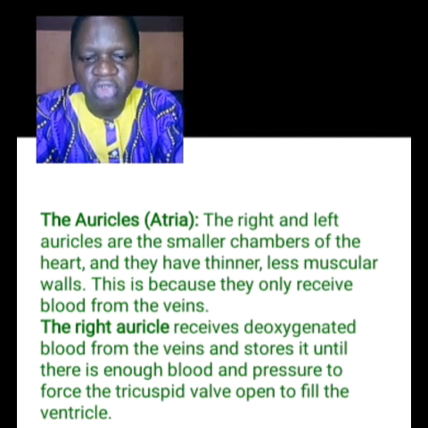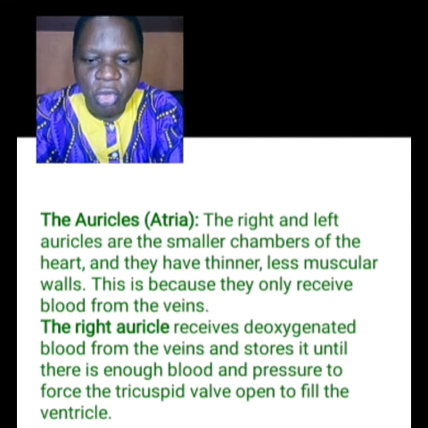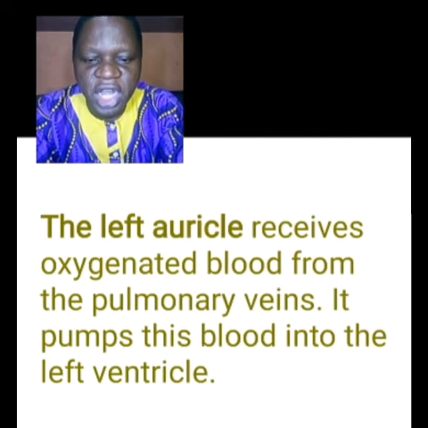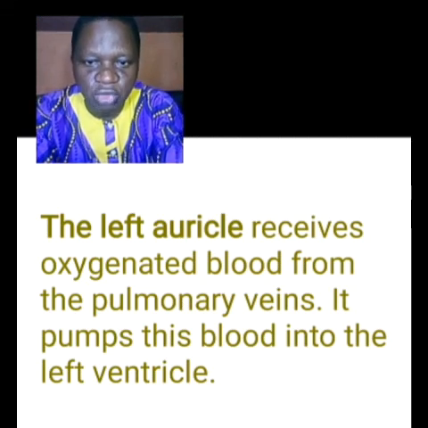So the right auricle will receive deoxygenated blood from the vein and send that blood to the right ventricle. Okay, so when the blood gets to the right ventricle, the blood will then move from there into the lung to be oxygenated. Then the left auricle, on the other hand, will receive oxygenated blood. After the blood has been oxygenated in the lung, it comes back into the heart through the left auricle, and then the left auricle will send the blood into the left ventricle, from where it will be circulated throughout the body.